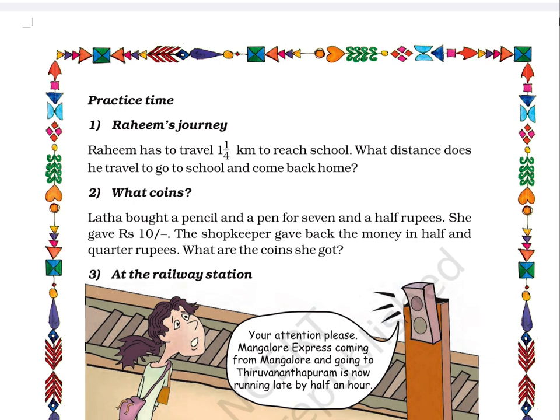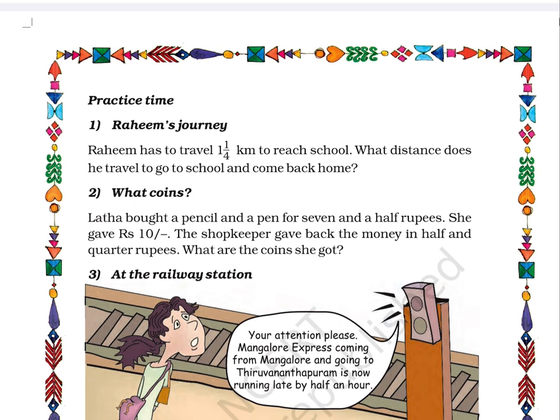2. What coins? Latha bought a pencil and a pen for 7.5 rupees. She gave rupees 10. The shopkeeper gave back the money in half and quarter rupees. What are the coins she got?